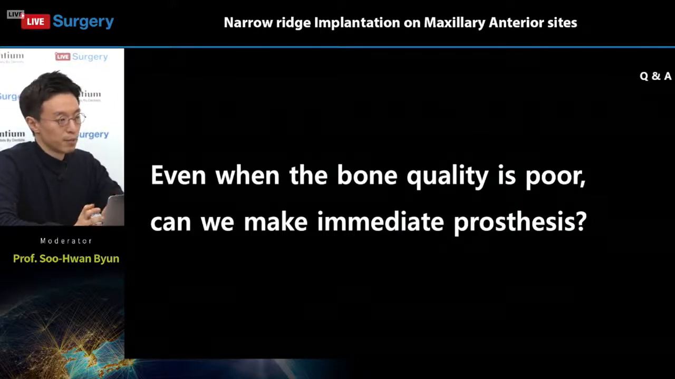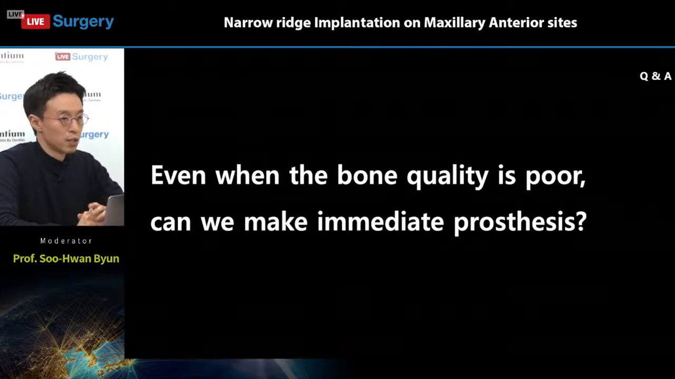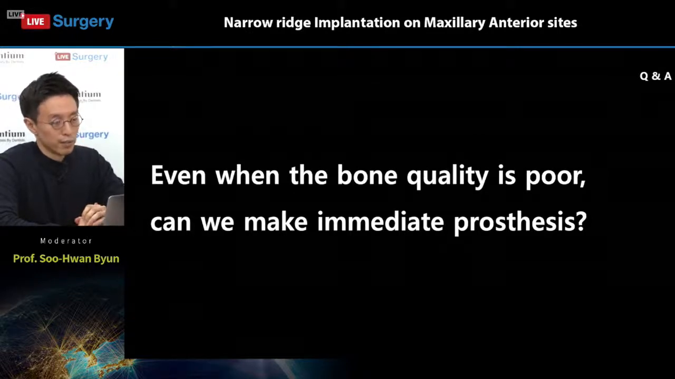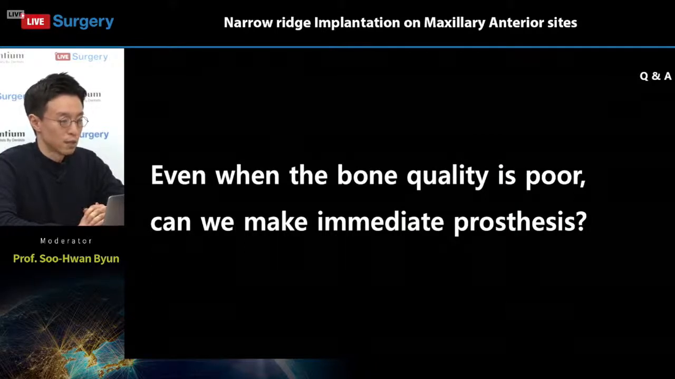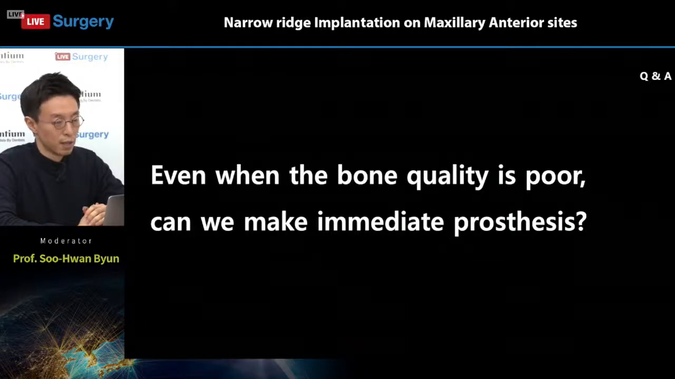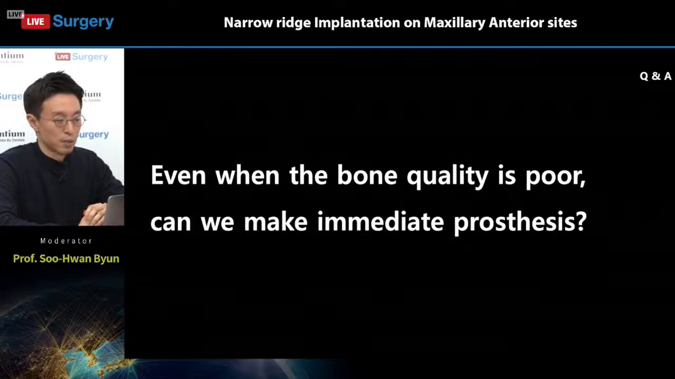Actually, I don't recommend making an immediate prosthesis when the bone quality is poor. When the bone quality is poor, we cannot achieve sufficient initial stability of the fixture. In this situation, if we make the immediate prosthesis, the failure rate could be higher than in a submerged situation. So if the bone quality is poor, I don't recommend performing the immediate loading procedure.